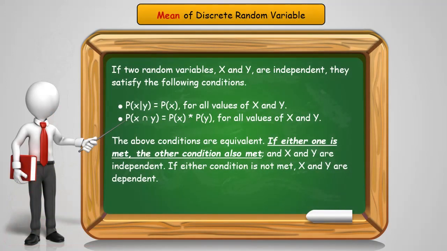In order for two random variables, x and y, to be independent, they have to satisfy the following conditions. These two conditions are equivalent. If either one is true, the other is met by definition. The first condition would read as the probability of y given x is equal to the probability of y for all values of x and y. And the probability of the intersection of x and y is equal to the probability of x times the probability of y. In other words, either one is likely to occur. That's what it all boils down to.